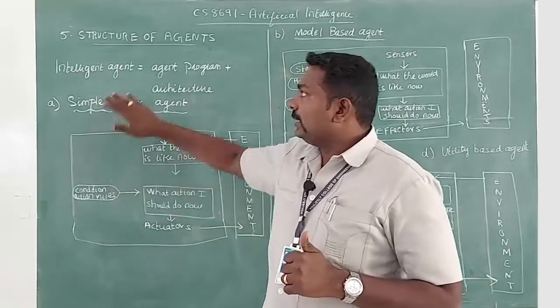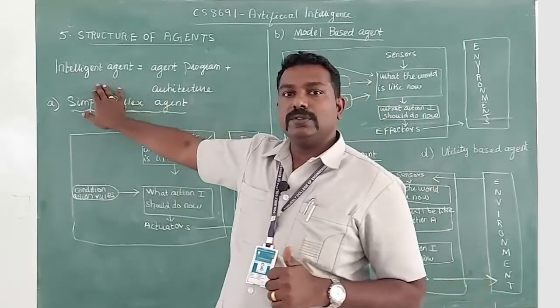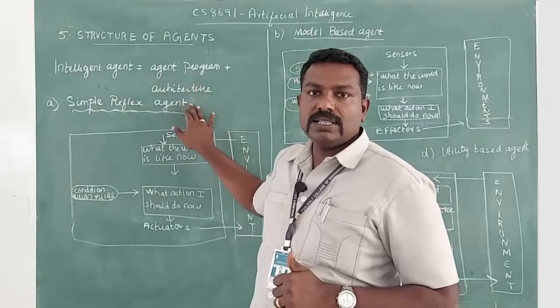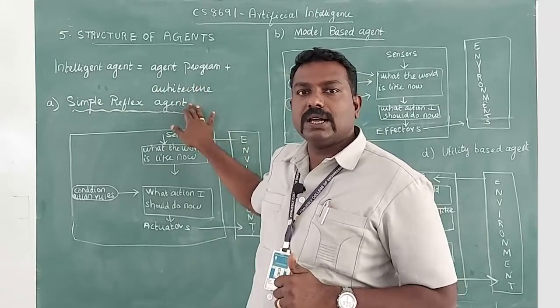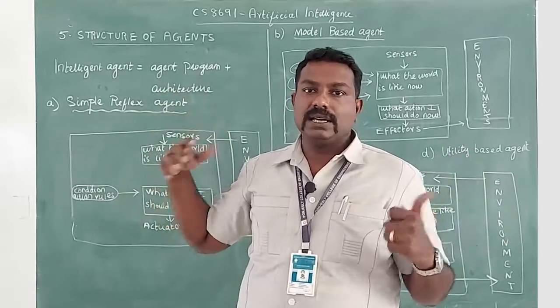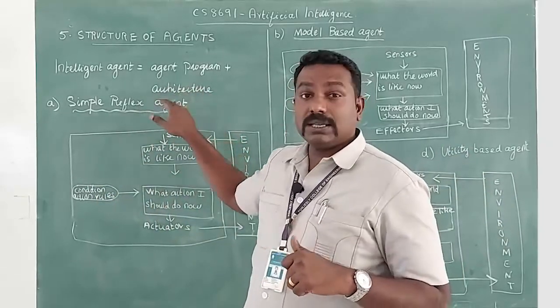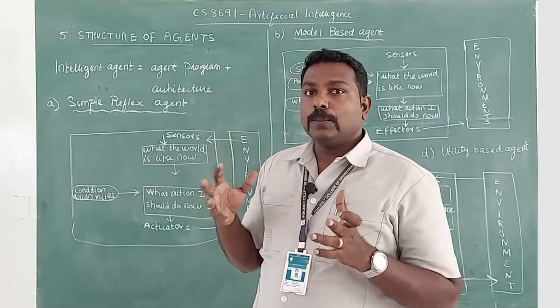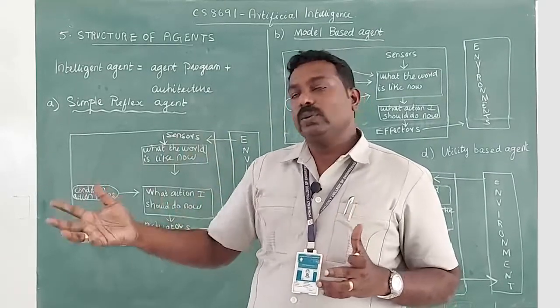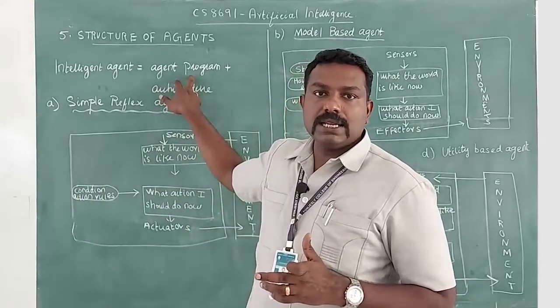If you see an intelligent agent, it has two parts. One is the agent program and another one is the architecture. Architecture corresponds to the motors, actuators and sensors. All those things come under the architecture. The programming model, the one that tells the machine what to do, comes under the agent program.